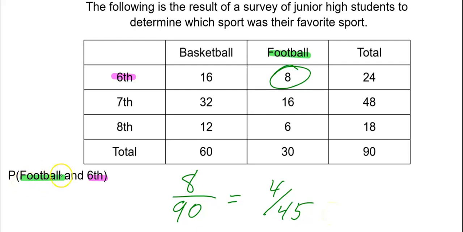Okay, this was not a conditional probability. It didn't say football given that they're in sixth grade. Okay, these are different. This one said and. It wasn't conditional. So please know the difference.